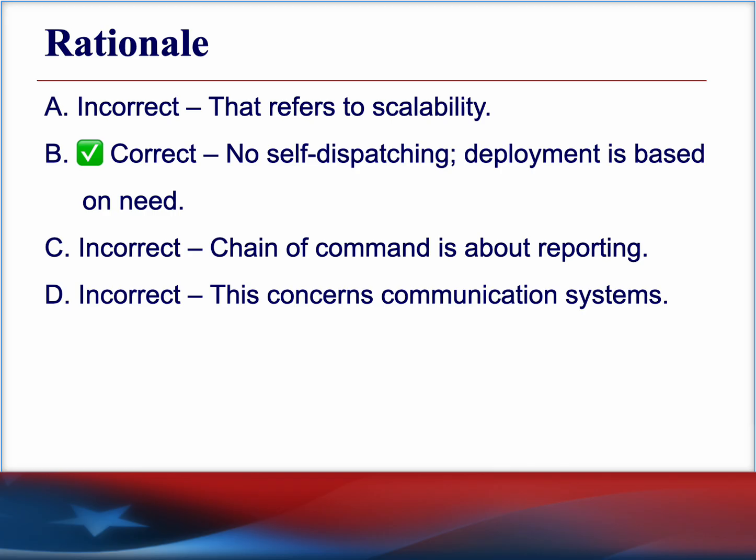A is incorrect because that refers to scalability. B is correct because there's no self-dispatching. Deployment is based on need. People just don't show up because they feel like, well, you might need my help. C is incorrect because chain of command is about reporting. And D is incorrect because this concerns communication systems. The common pitfall here is choosing modular organization because it sounds broadly applicable. That's not the case here. No self-dispatching. Deployment is based on need. Remember that.